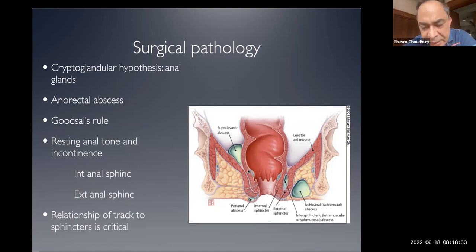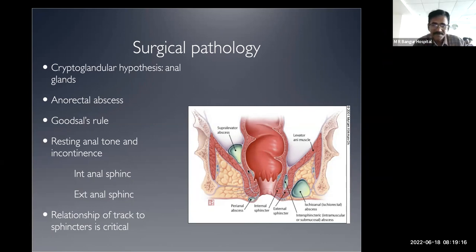Okay, so again, correct me if I'm wrong, the sling is at the level of the anorectal junction. Yeah, exactly. So above the sling, it is no longer anal canal. So you've got nearly 3.5 centimeter of the external sphincter below the sling, right?